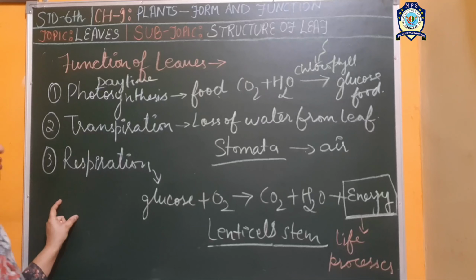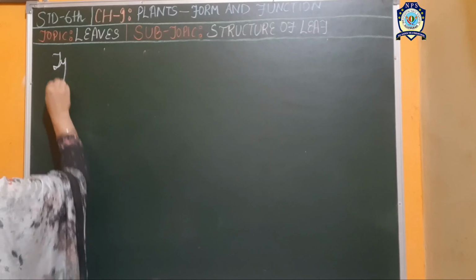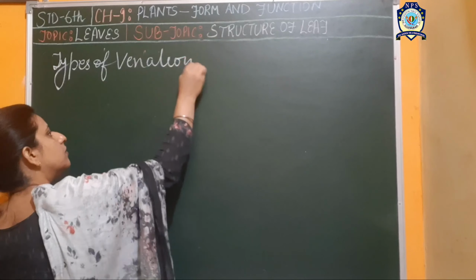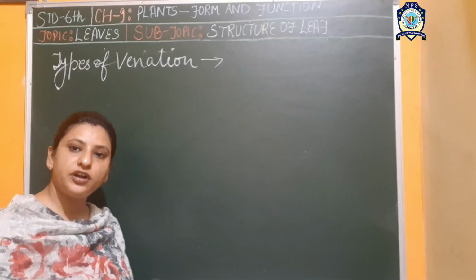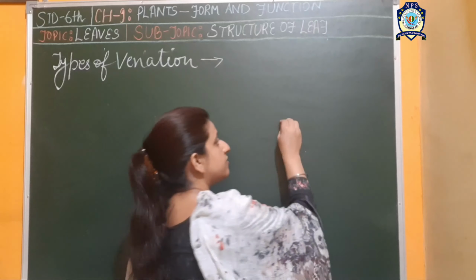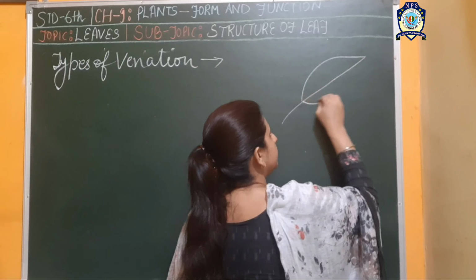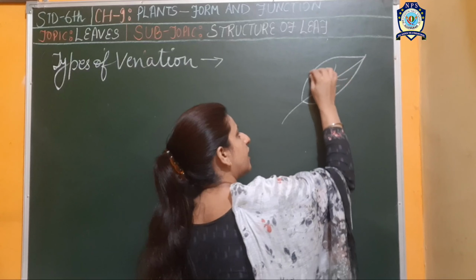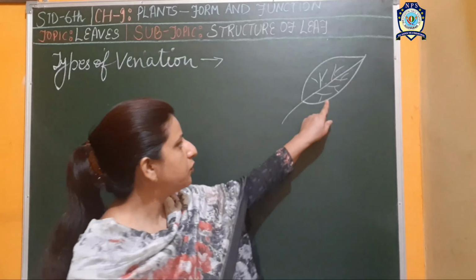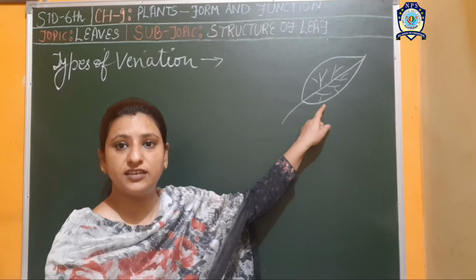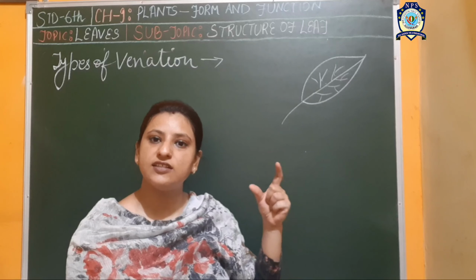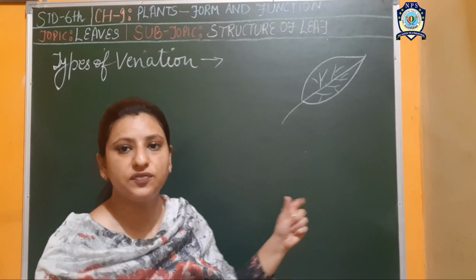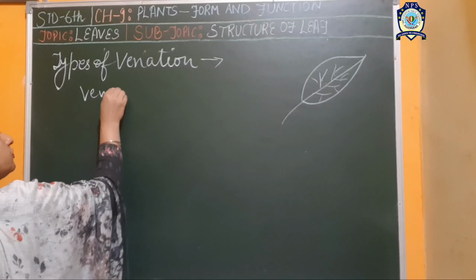Now after the functions performed by the leaves, types of venation. As we already discussed in the structure of the leaf, if this is the leaf, it has a midrib, and the midrib has veins in it, and the veins are divided into veinlets. So this type of network is formed inside the leaf, and the network of veins present inside the leaf is called venation. So what is venation?